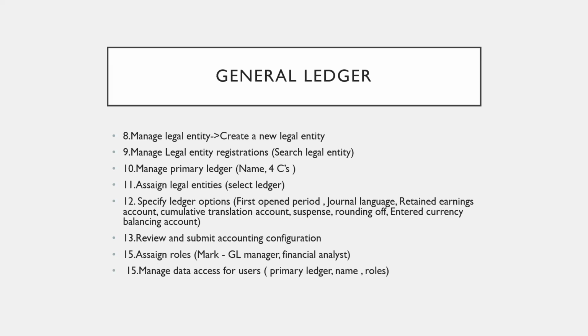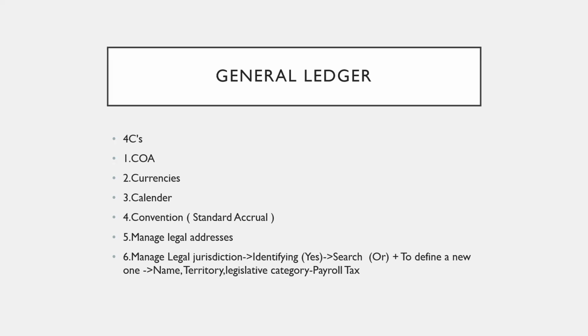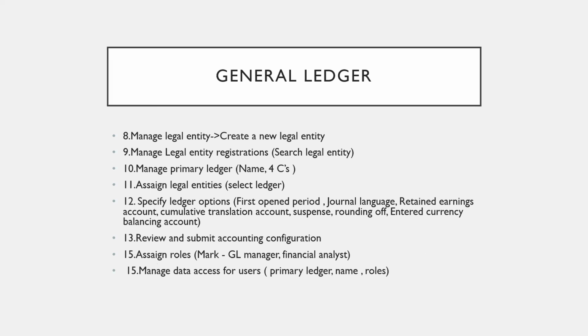In manage primary ledger, all these four C's are chart of accounts, currencies, calendar, and convention. You will select all these four C's in manage primary ledger. After creating the primary ledger, where you will record all the financial transactions, you will go to assign legal entities, and you will select the ledger and link the legal entity with the ledger, so that whatever financial transactions the legal entity is performing are recorded in the ledger.